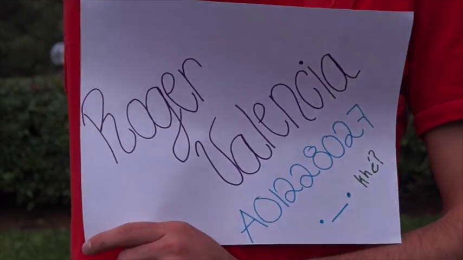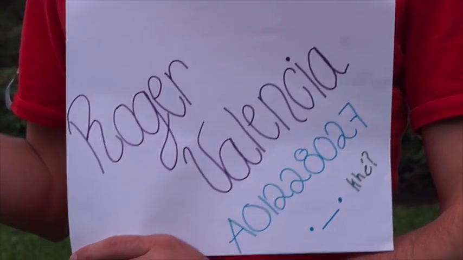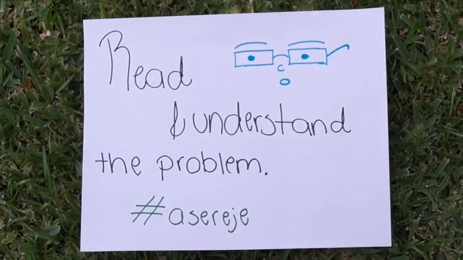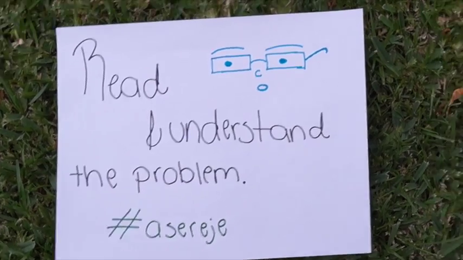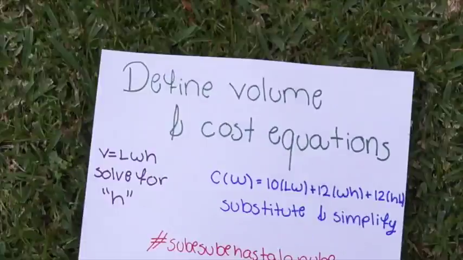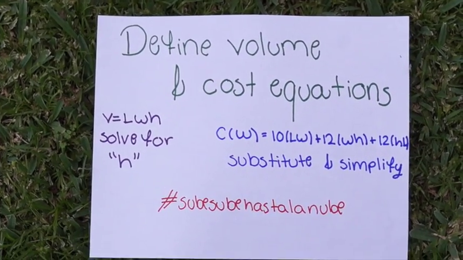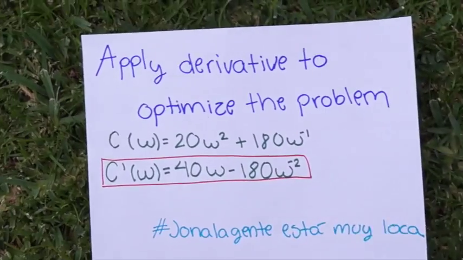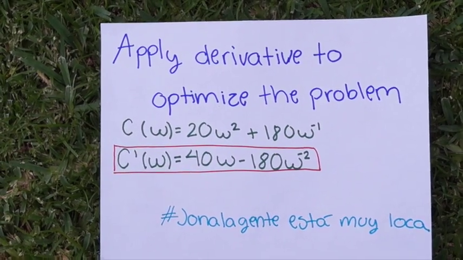Diego and Roger present the math project from the first partial. Read and understand the problem. Identify each variable. Define volume and cost equations. Apply derivative to optimize the problem.